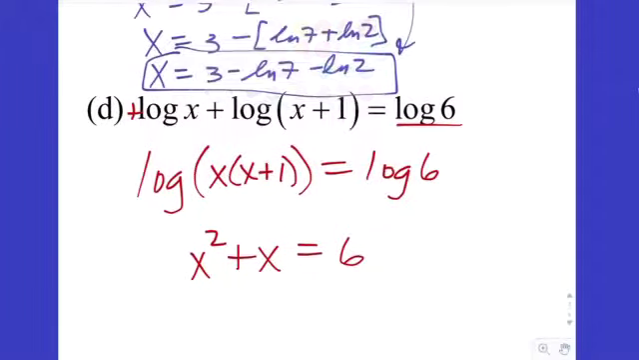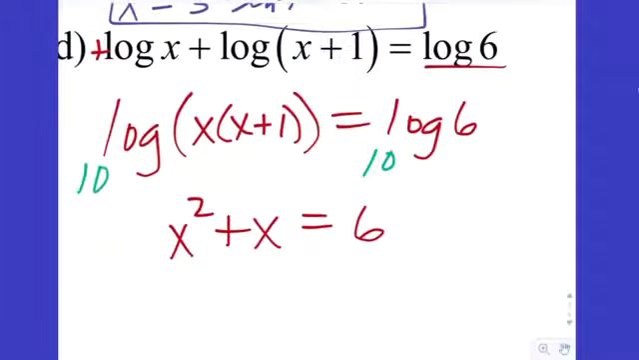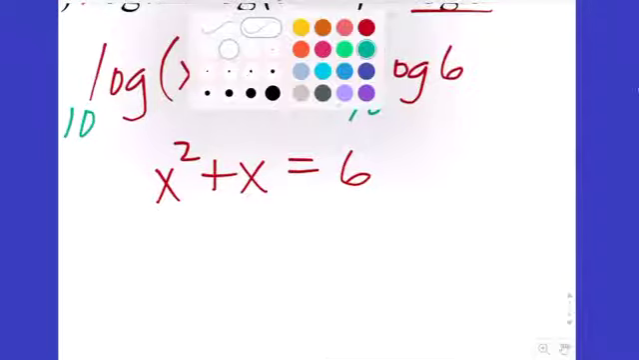Now that's the same thing as actually exponentiating both sides base 10. So if you'd still like to do that, that's kind of fun. 10 to the log base 10 of blob is blob. 10 to the log base 10 of 6 is 6. How would we solve this quadratic equation now? Yeah, bring the 6 across and factor.